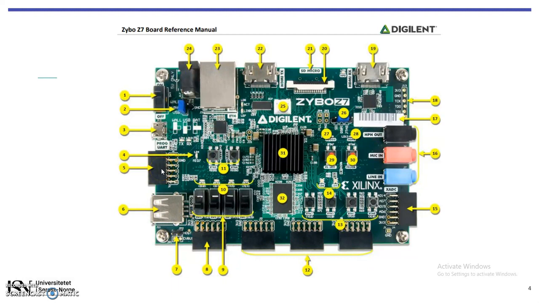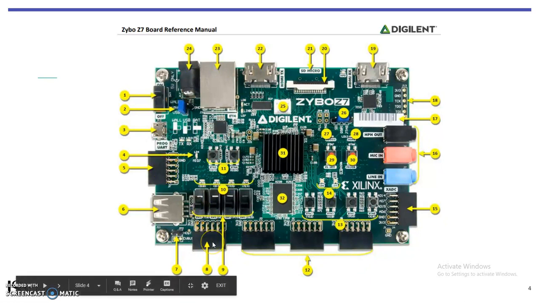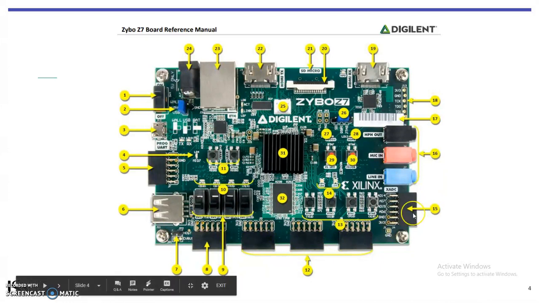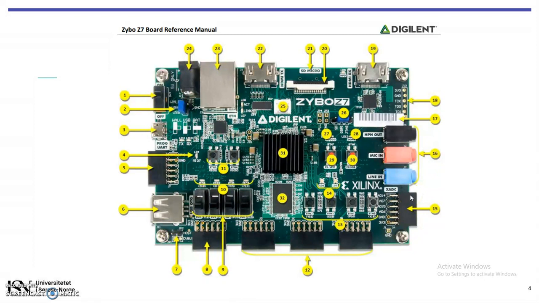For example, number 5 is a MIO PMOD port, which is multiplexed input output. Number 8 is a standard PMOD port. 12, which contains these 3 PMODs, is a high-speed PMOD port. And the 15 is an XADC PMOD, which is basically an analog-to-digital converter.